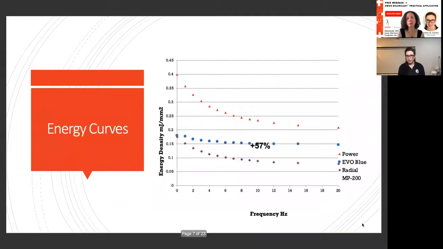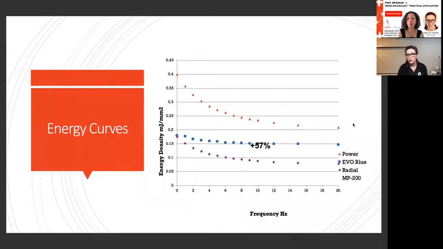So this graph of the energy curves just compares them. The power handle is the red triangles at the top there that you can see. If we have a look, the energy density it delivers is quite high, and then it diminishes and drops off and tapers, and you can see that going across. So overall, it still gives us the most amount of energy, even though it tapers off.